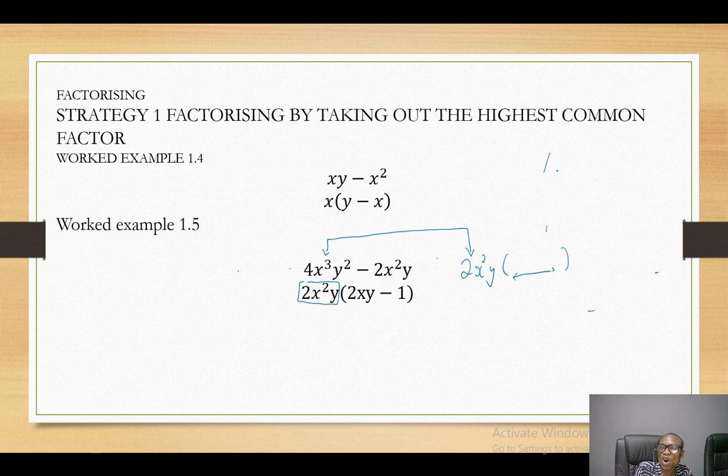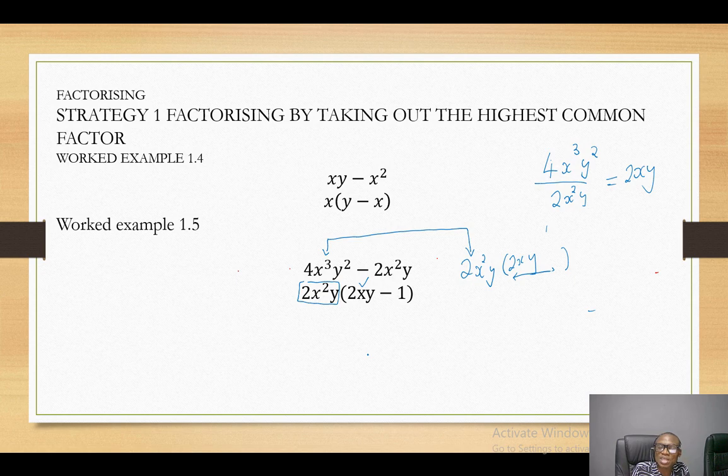So you're going to take 4x cubed y squared, divide it by the highest common factor, which is 2x squared y. What is 4 divided by 2? It is 2. What is x cubed divided by x squared? It's x. What is y squared divided by y? It's y. So we put 2xy. You see here I wrote it, 2xy.